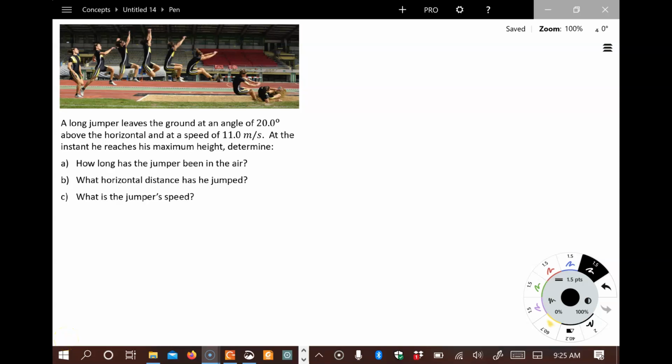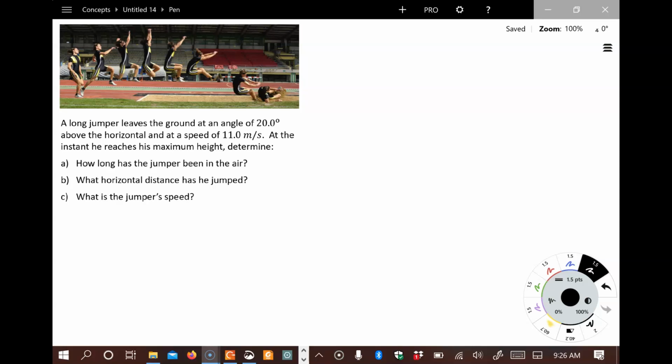Hi, this is an example of a projectile motion problem. These types of problems are two-dimensional kinematics problems, and they require the use of vector mathematics. Pause the video for a moment and read the question there so you see what we're asking.